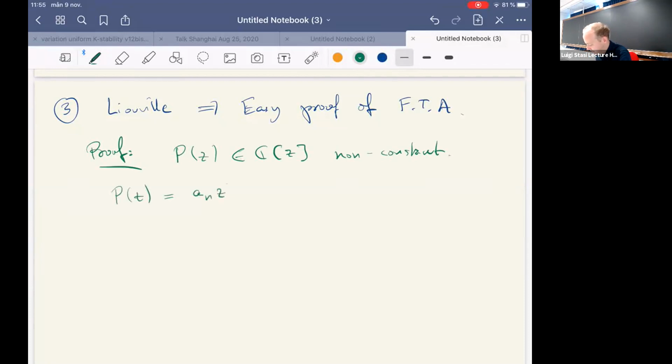And the leading coefficient a_n, I assume it is non-zero, sorry.